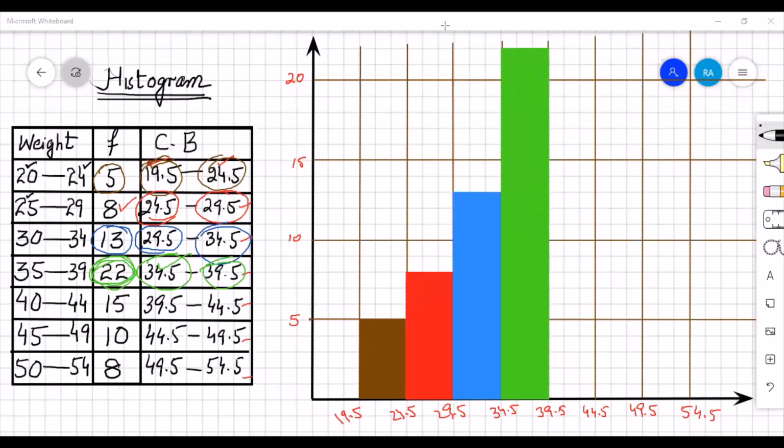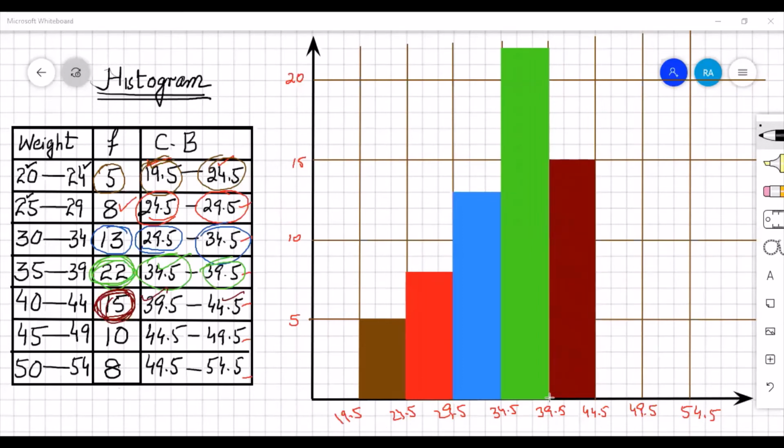Now move towards the next bar. This bar, as shown in the table, its frequency is 15 and it is between 39.5 to 44.5. So the bar which I am going to draw is between 39.5 to 44.5 and its height will be 15 as its frequency.